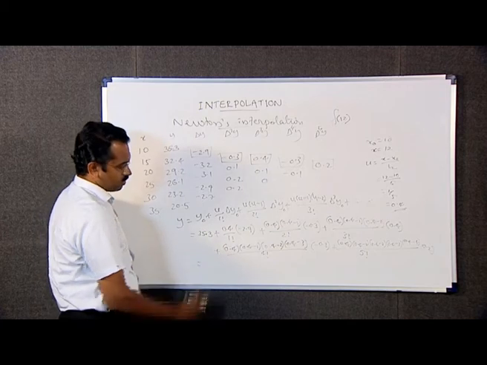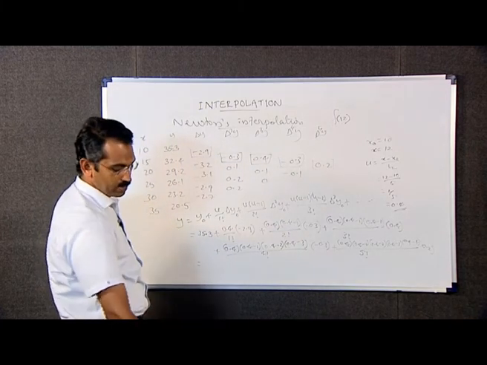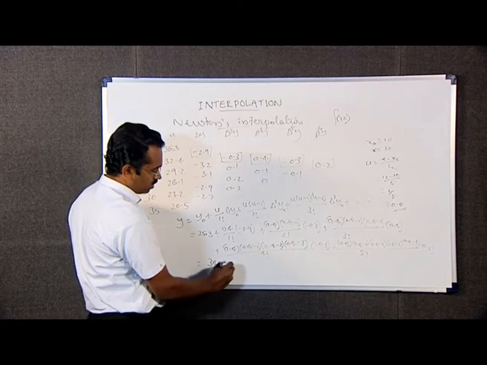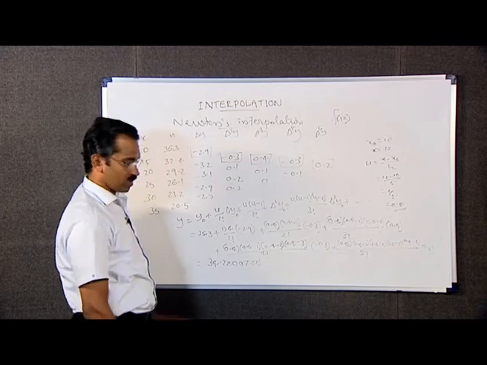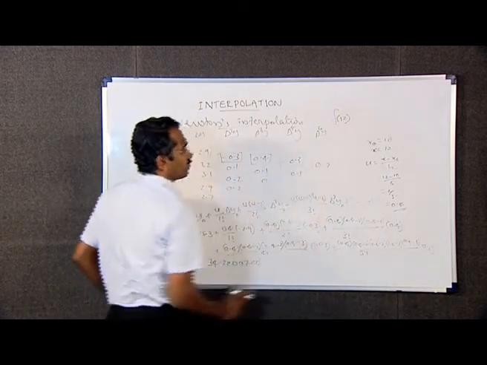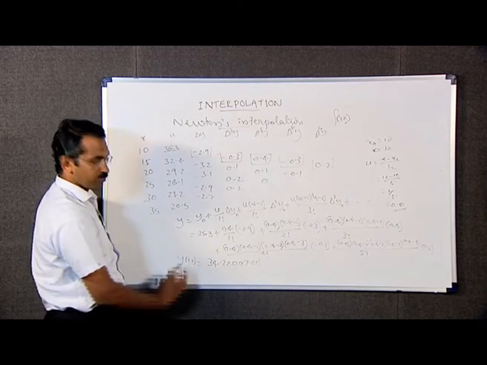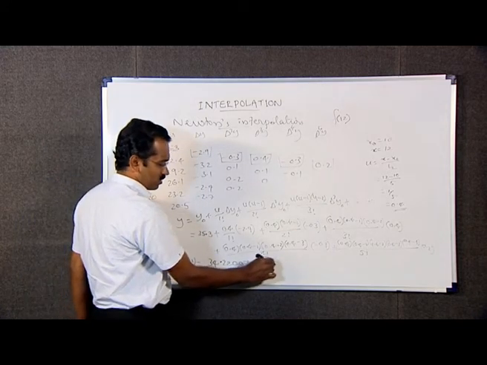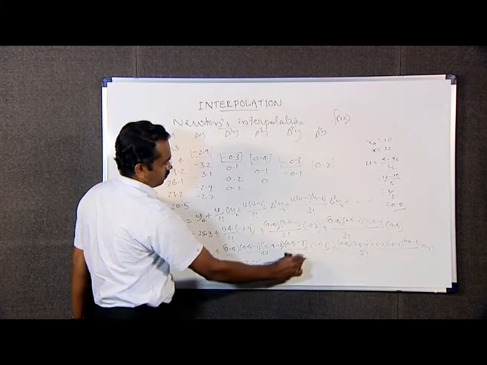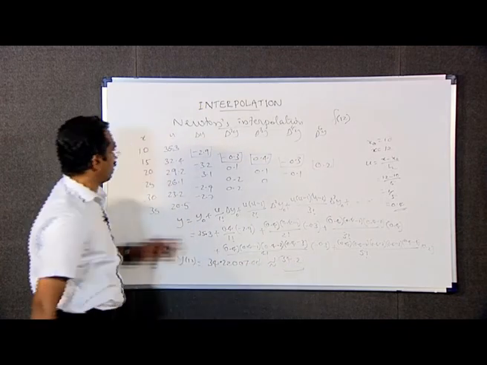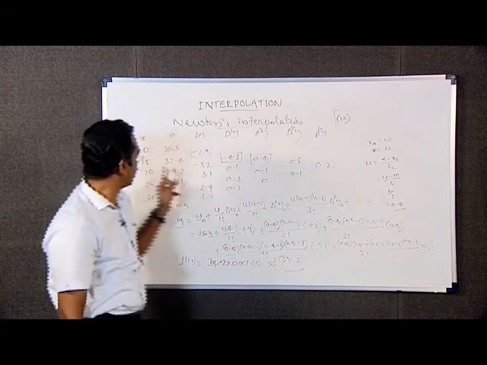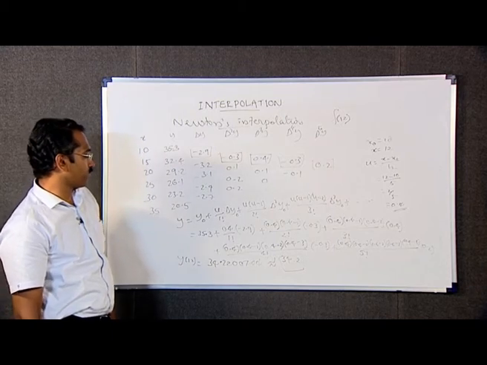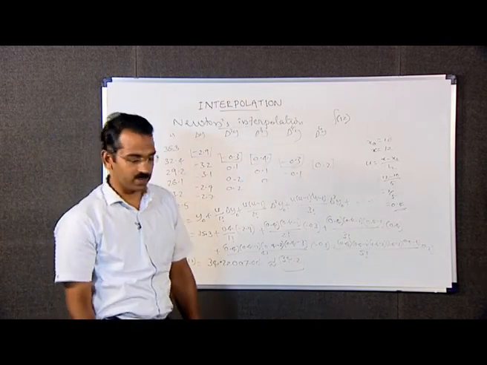On simplification, we will get the value of y as 34.2200704. This is the value of y at 12. Y of 12 means f of 12, which is equal to 34.2200704. We can approximate this as 34.2. Here, note that the 12 is very near the beginning. Therefore, we use the forward difference formula. The value of f of 12 is 34.2 approximately.